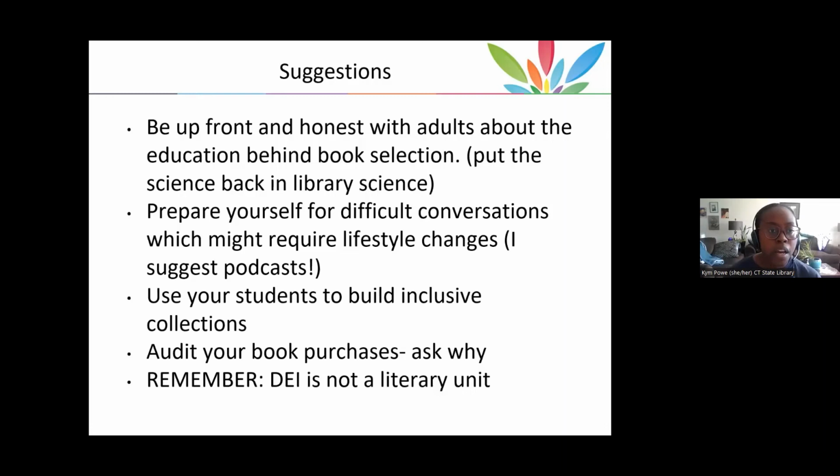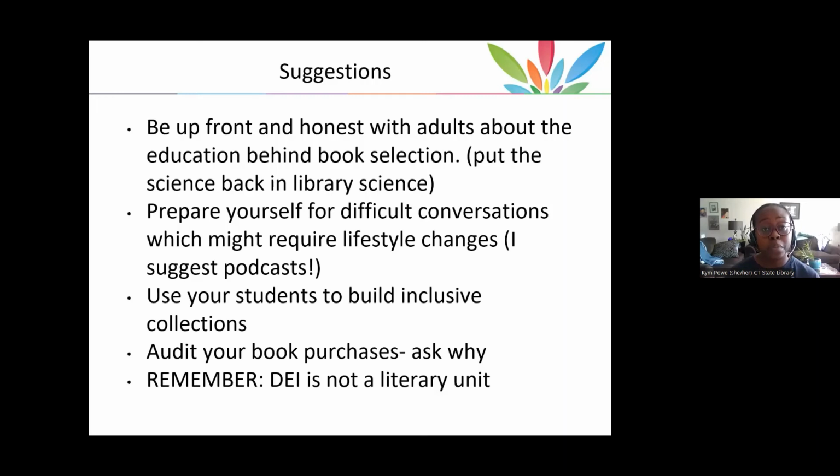Use your students to build inclusive collections. Ask them what they want more of, and maybe they say mysteries, and then you go out and find mysteries with marginalized characters, right? Unless your kids are saying, we want white people, that's typically not what someone means. They're asking for a genre or something that they're interested in. Audit your book purchases, or the books that you bring into your collection. Make sure you're asking yourself why as you're adding books to your library collection.